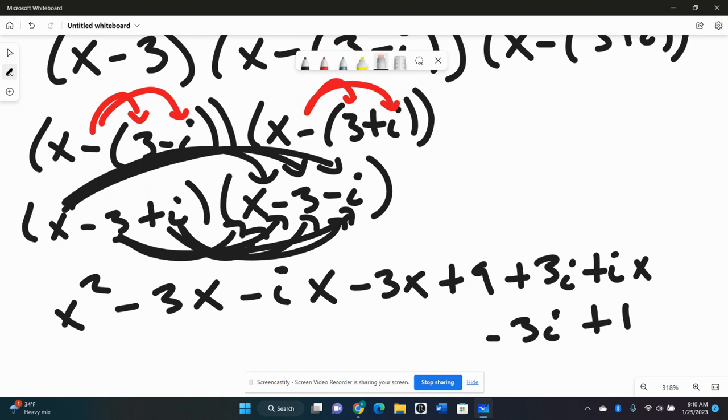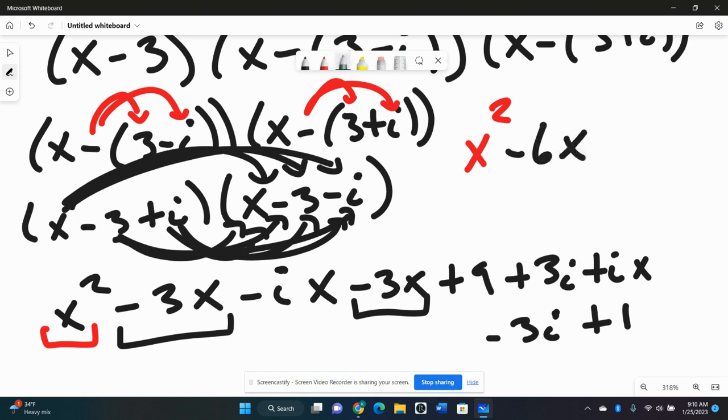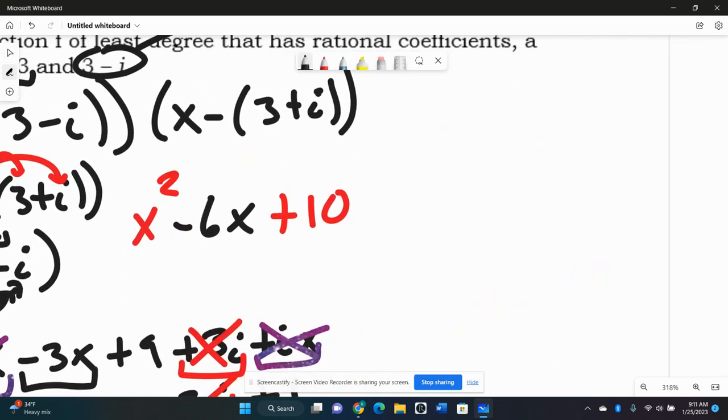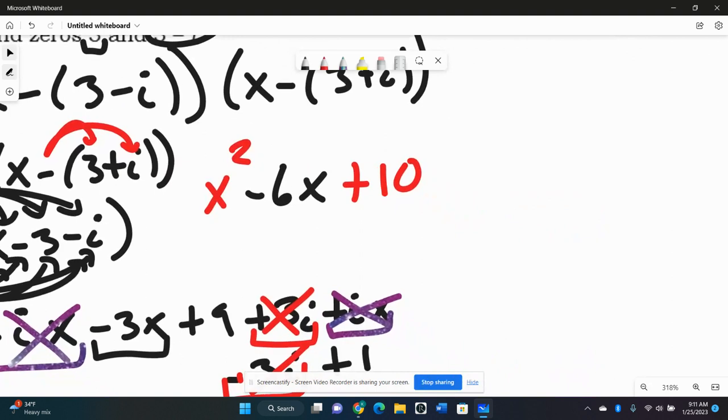So now we'll just go through and see our like terms again. Our x squared, he's all alone on his own island. I see a minus 3x right here and a minus 3x right here, so I get minus 6x. I see a minus ix and a plus ix, so those go away. Any terms with our i's we need to look to get rid of. I see plus 3i and minus 3i, those go away. And then I see 9 plus 1 to give me plus 10. So anything that has an i should cancel out. That's why we're going to do our i's first. But now we still have to multiply it with our x minus 3.